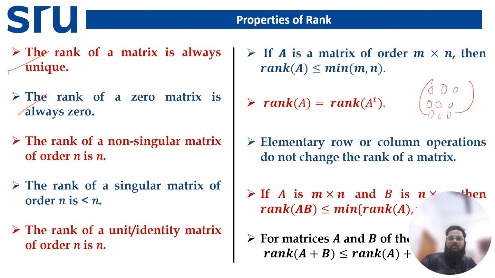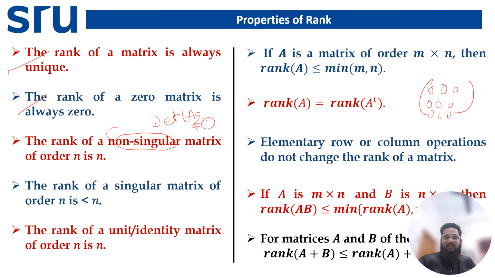Rank of a non-singular matrix. Non-singular matrix means the determinant of the matrix is not equal to 0. This is called a non-singular matrix. That means this matrix should be invertible, that means the inverse of the matrix can be found. So if the determinant is non-zero, that means the matrix is invertible, that case is called a non-singular matrix.